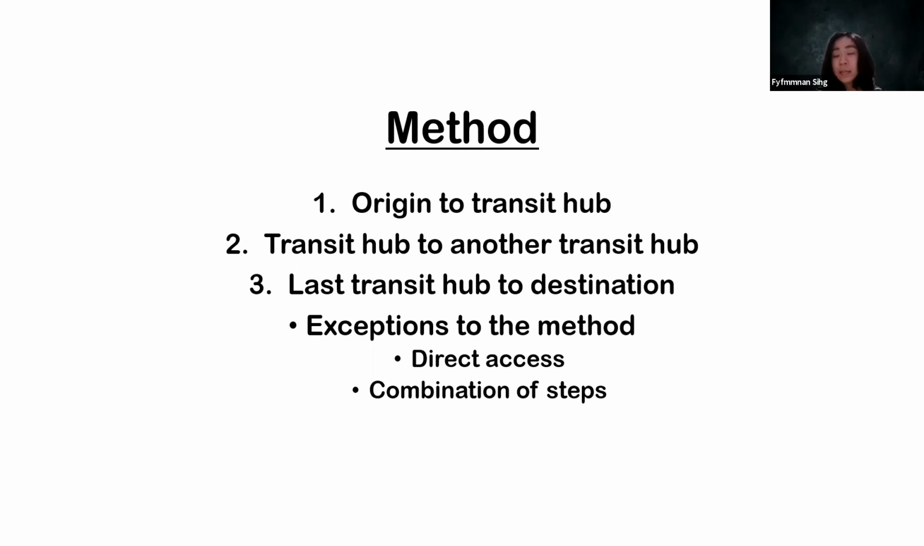And the second step is to go from one transit hub to the next transit hub, and the next transit hub to the next transit hub, to the final transit hub. We want to take routes that are very efficient in connecting transit hubs. So some of the same factors apply: directness, connectivity, and efficiency.